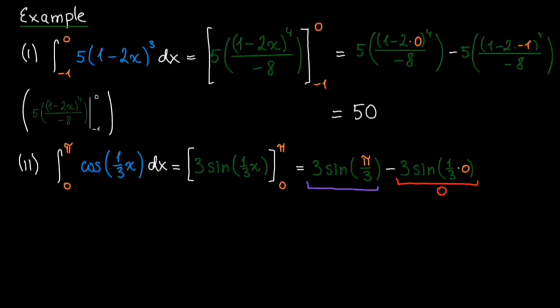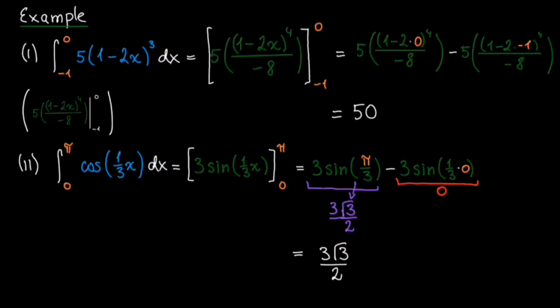Here in the front, we have 3 times sine of pi over 3. We know that sine of pi over 3 is going to be square root of 3 over 2, and then all we have to do is multiply another 3 in front. So the final answer we're going to get is 3 square root 3 divided by 2.